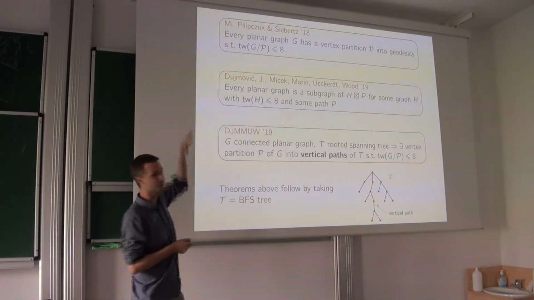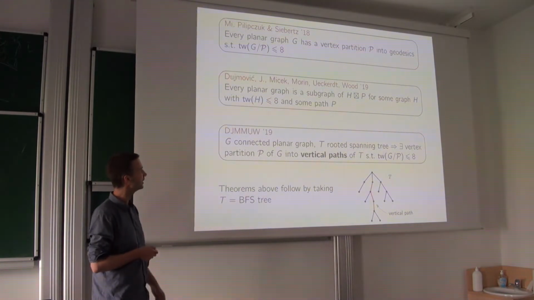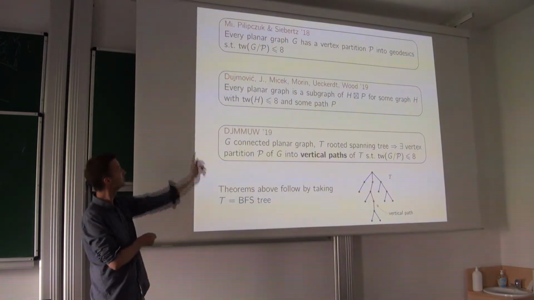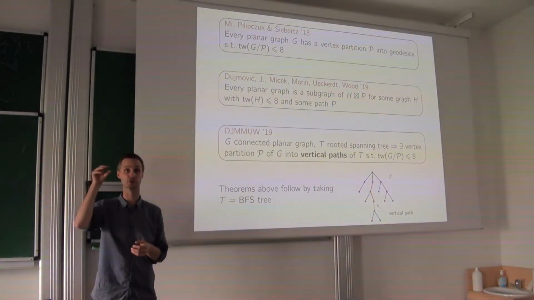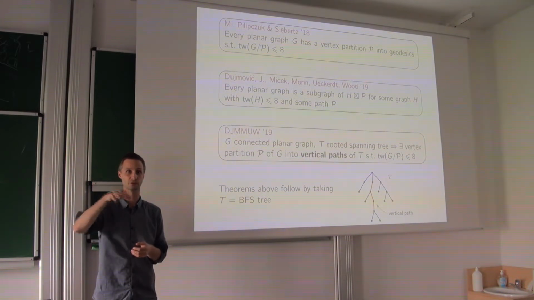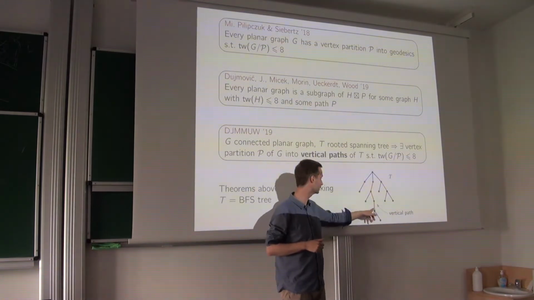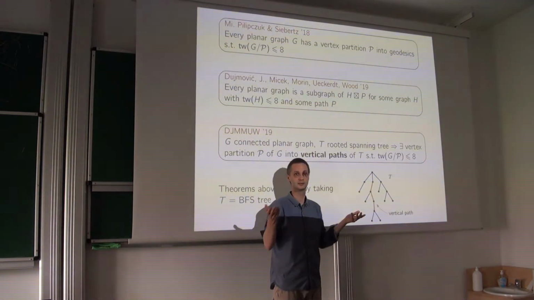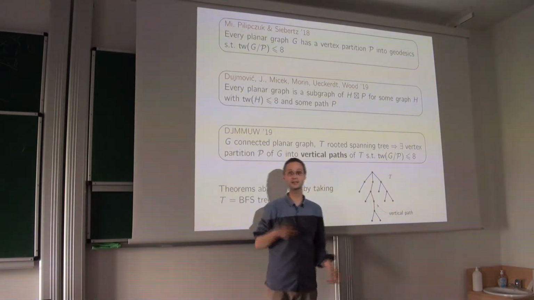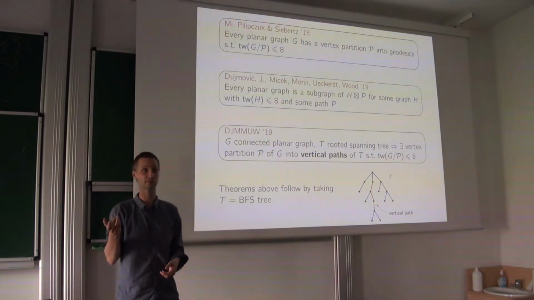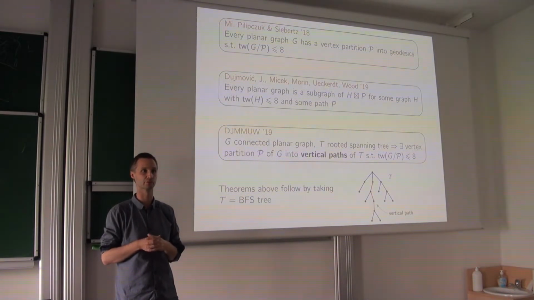Okay, so how do we get the two previous theorems as a corollary of this theorem? So this is what we are going to prove today. But why does it imply the previous theorems? So the first one you get by taking your spanning tree to be a breadth first search tree from some vertex. That's your rooted spanning tree. If your tree is a BFS tree, and you look at any vertical path, then that's a shortest path between the two endpoints. That's a global geodesic. So in that case, the vertical paths are geodesics of G, and you get the first theorem by taking a breadth first search tree.